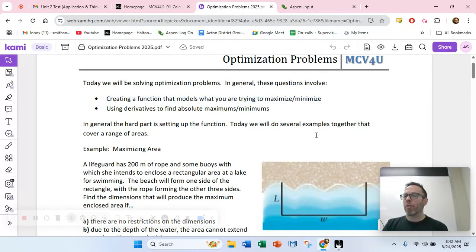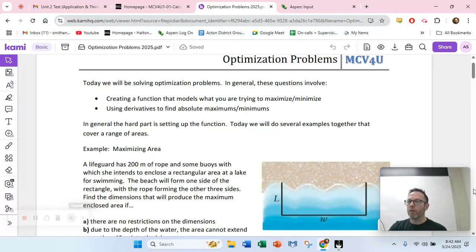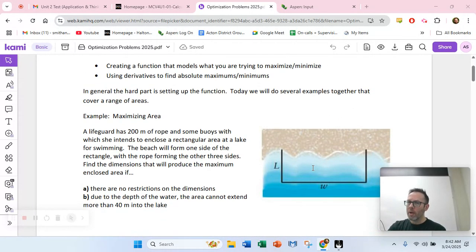So I'm going to do 3 examples with you today, setting up and solving an optimization problem, and then 2 or 3 more tomorrow, and then you guys will do some independent practice and hopefully just get good at that. This first one is a question that I know when I teach the grade 9 math course, we actually solve. So the scenario is that a lifeguard at a beach, some flat section of beach, is setting up a swimming area. So they're going to be putting some ropes and some buoys and making a rectangular swimming area.